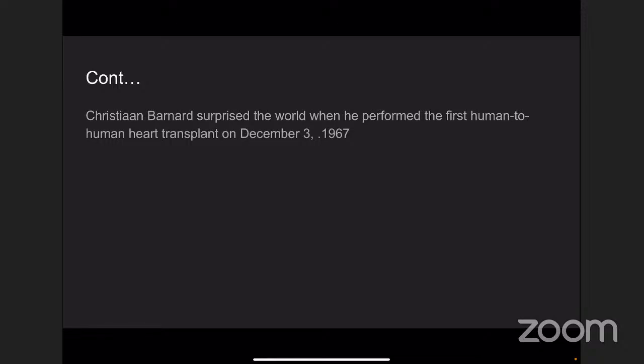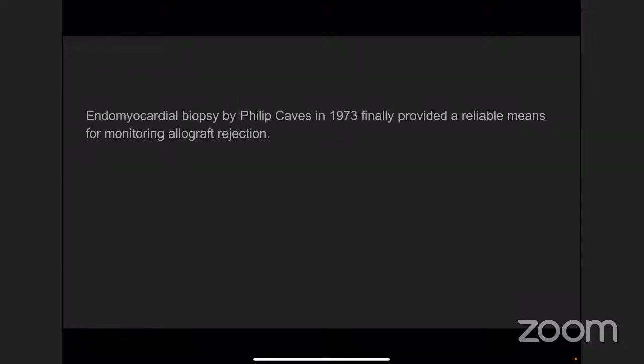Christiaan Barnard surprised the world when he performed the first human-to-human heart transplant in 1967. Endomyocardial biopsy by Philip Caves in 1973 finally provided a reliable means for monitoring allograft rejection.